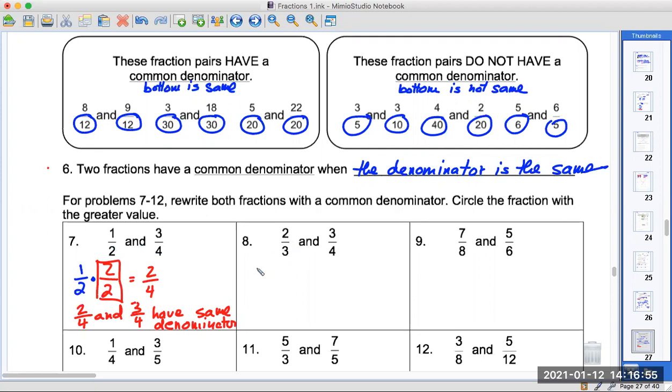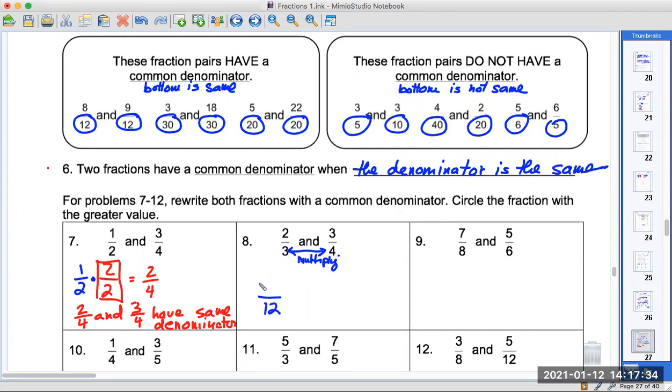So now let's try 2/3 and 3/4. I'm taking the smaller one, 2/3, but I can't make it a 4 because these are not factors of each other. So I have to figure out a number they have in common. I'm going to show you a quick shortcut. It always works. You can multiply these two. It's not always the lowest, but it works. So 3 times 4 is 12.